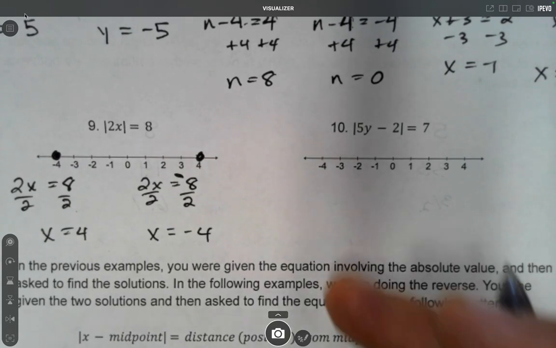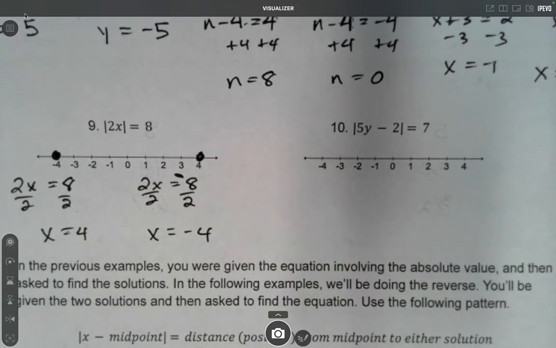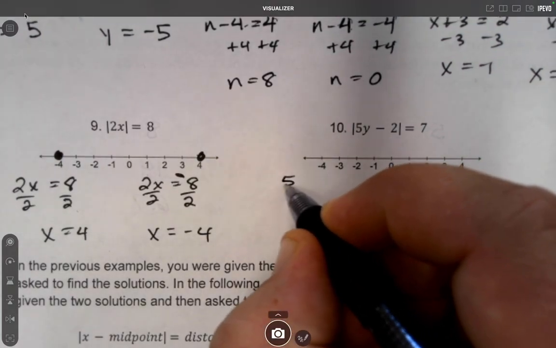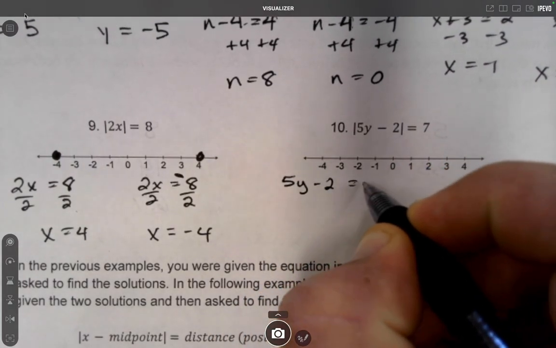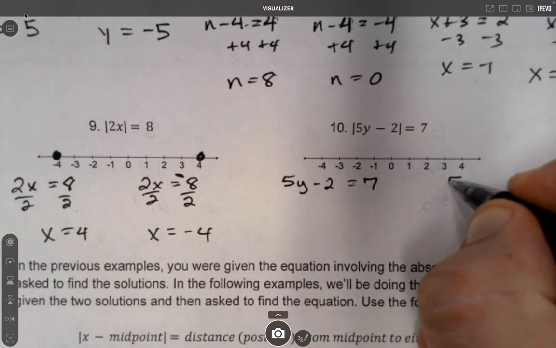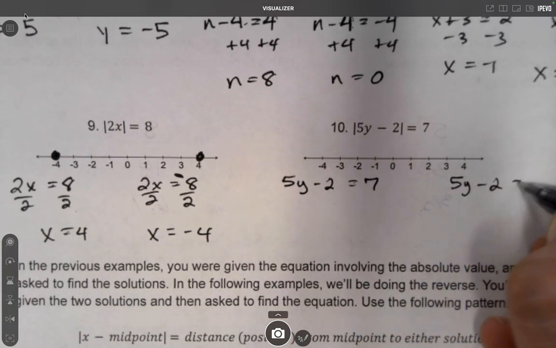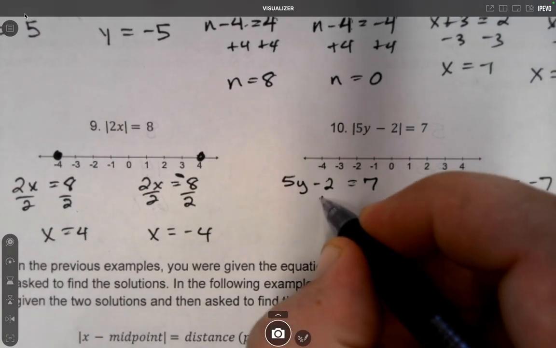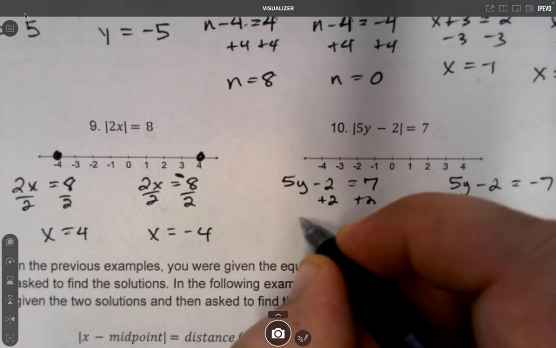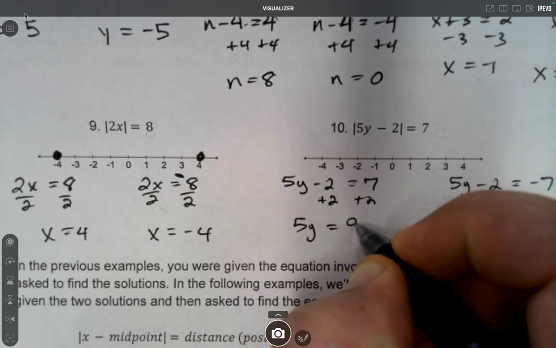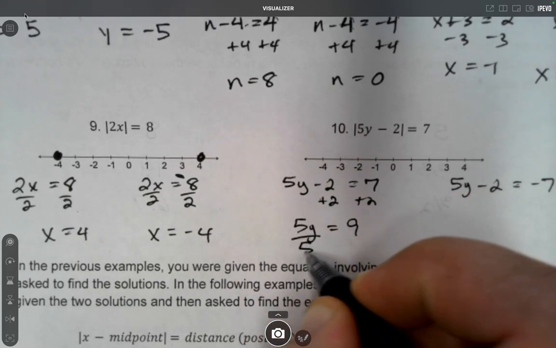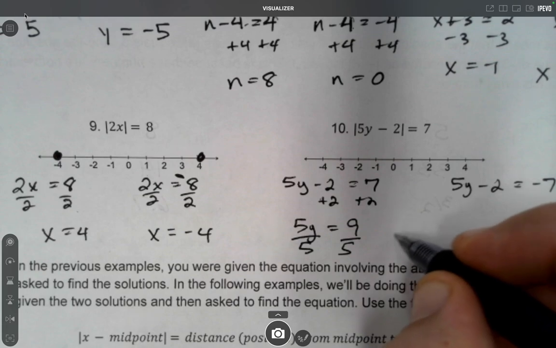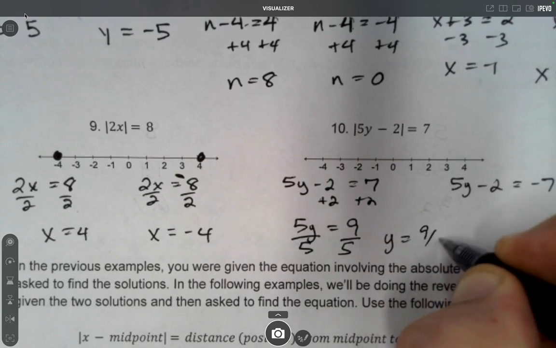Okay, truly last one. The rest on this page will actually be used for another lesson at a different time. So we first set up 5y minus 2 equals 7. Then we set up 5y minus 2 equals negative 7. So we'll add 2 to both sides, getting 5y equals 9. Divide 5 on both sides, giving us y equals 9/5.